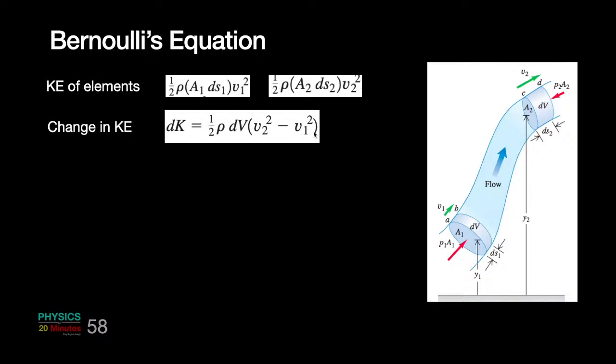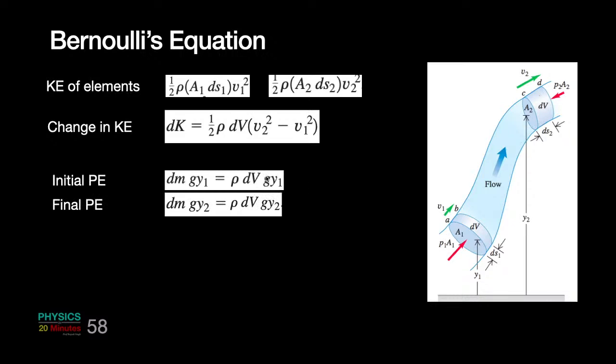Please keep a note of this. What is the initial potential energy? Potential energy, as we know, is mgh. So here the element mass is dm, so it is dmg, and instead of h we will have its height y1. But dm is again rho into dV, so it is rho dV g y1. So this is my initial potential energy. What will be the final potential energy? You apply the same principle at this point, so you get rho dV g y2.